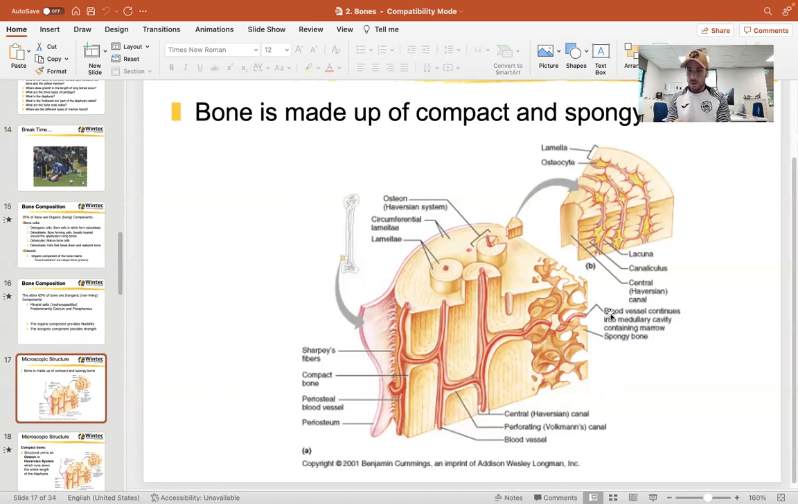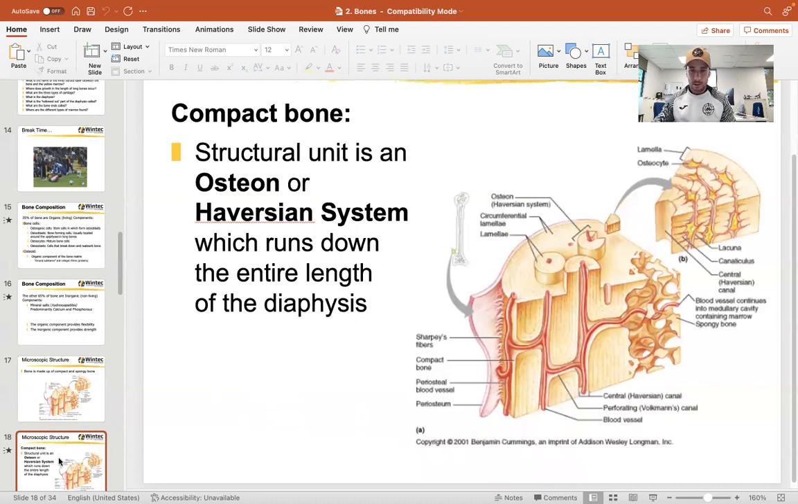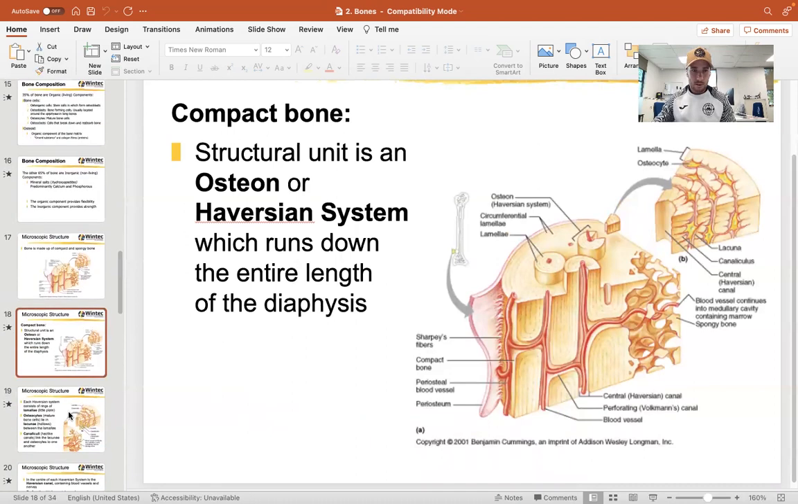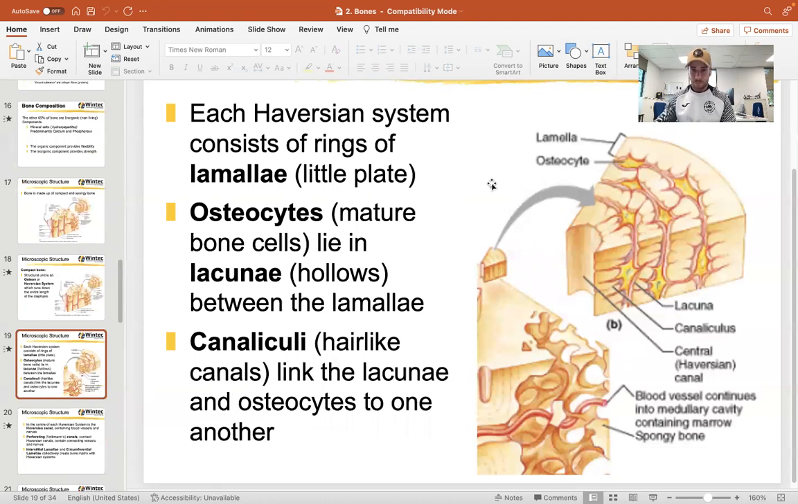And then what we have is these little hollows, okay. So each Haversian system consists of rings, okay, or little plates. That's what we talked about. And in between each of the rings, we have osteocytes or mature bone cells. Now, it's not like a complete layer. What it is is like hollowed out areas around it, and that's where the osteocytes sit in. And those hollows, you can see that there's a little hollow here, a little hollow here, a little hollow here.